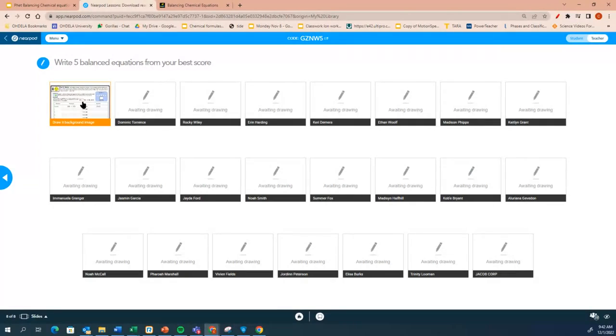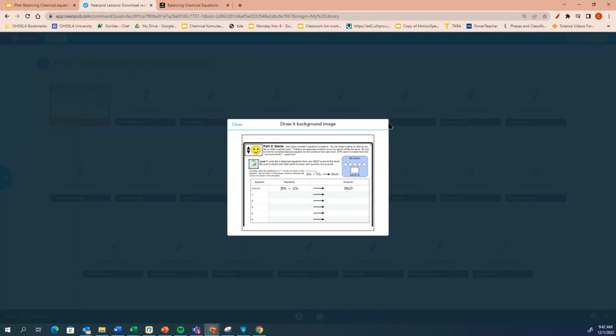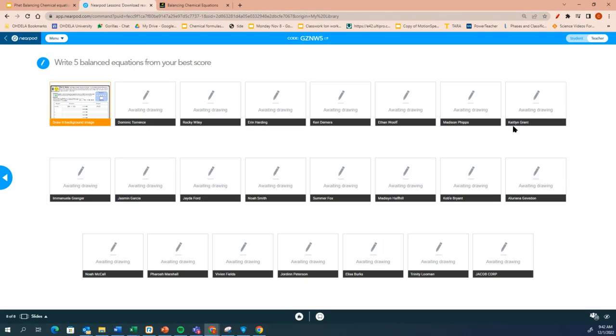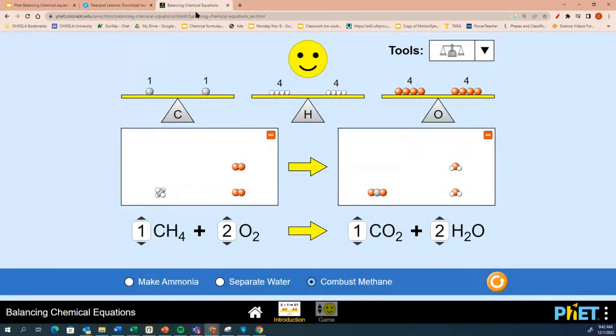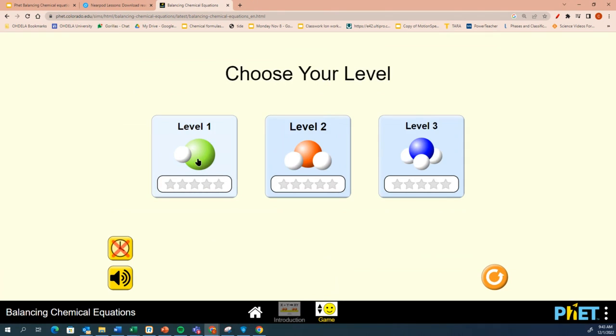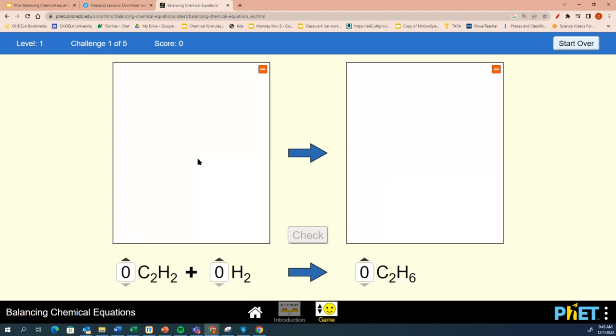Okay, so step 2. I'm going to close this. Step 2, you want to go back to the game section here. I'm going to let you guys practice. The game section, level 1. You're going to write down this formula, whatever yours says. Yours might be different. Start with 1, 1, and 1.